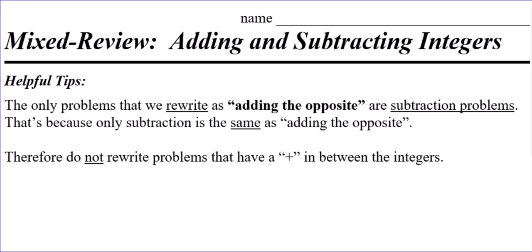And therefore, when we see subtraction problems with positives and negatives involved, we are going to make it adding the opposite, which will then allow us to just use the adding positive and negative rules, which will make it less for us to remember. But we therefore have to realize that we will never, ever rewrite problems that have addition in between the integers. Again, we will only rewrite problems that have subtraction. We will make those become adding the opposite.